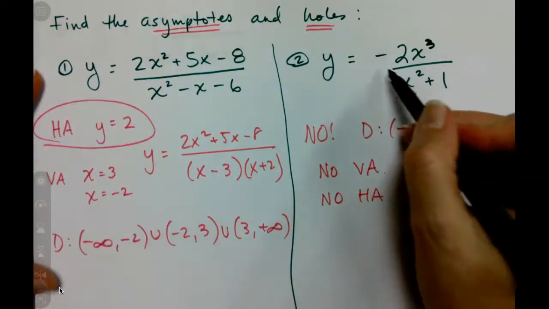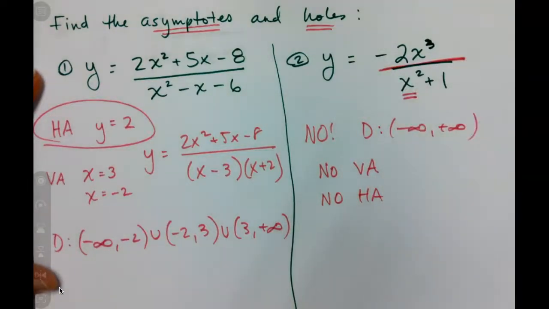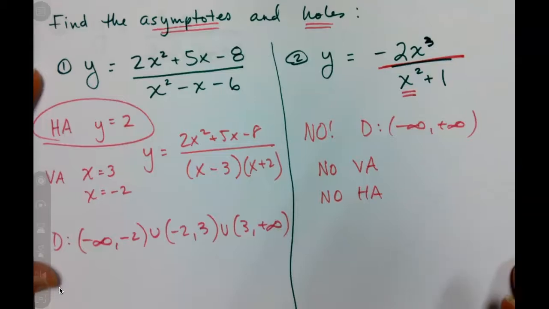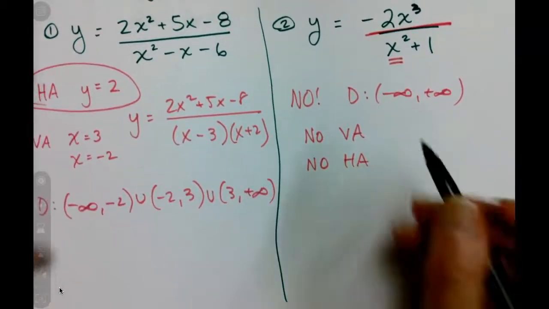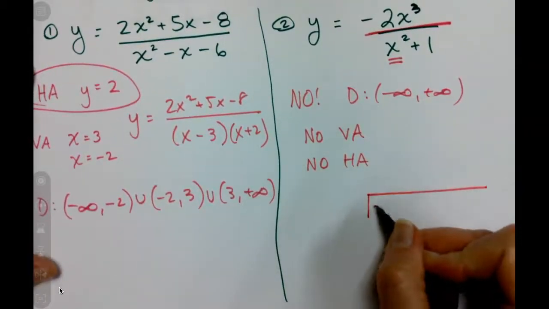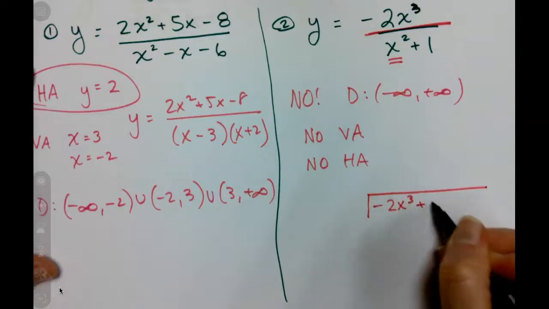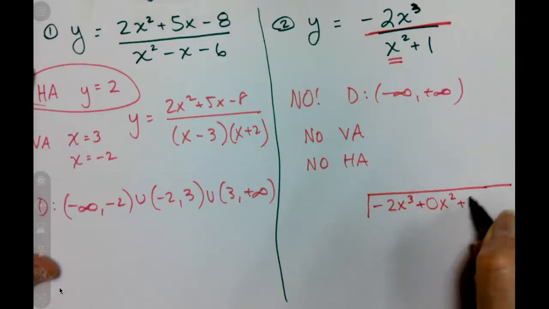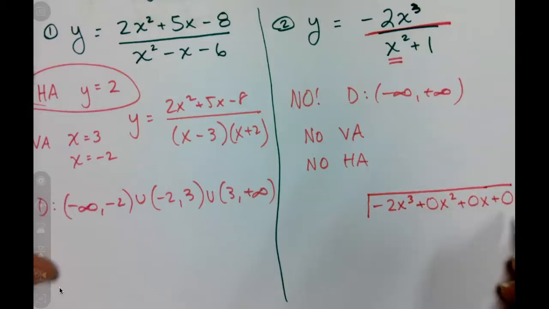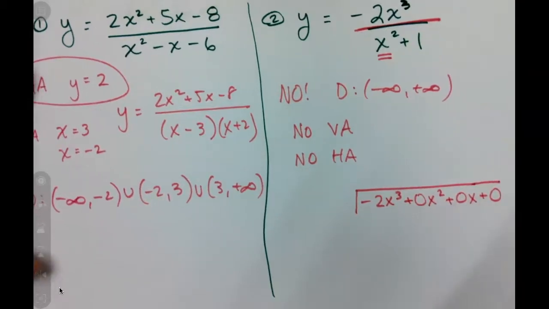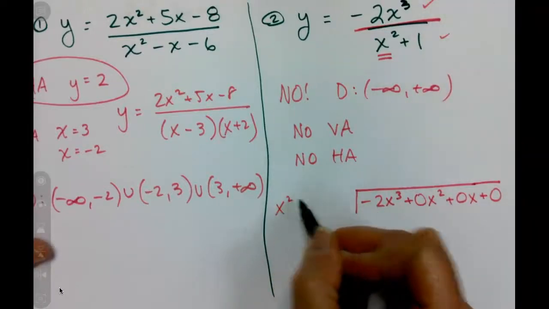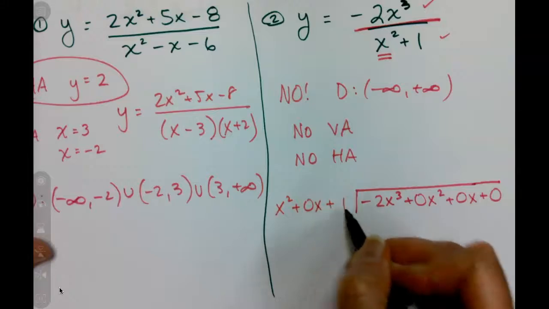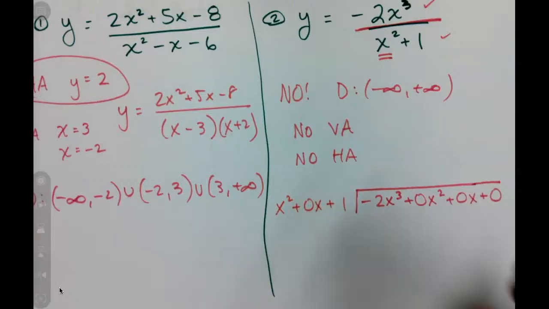And remember, this fraction bar means division. So let's use long division and let's determine what the slant asymptote is. So -2x cubed plus 0x squared plus 0x plus 0. Remember, every descending power of x has to have a representative in both the numerator and the denominator. So the denominator, x squared plus 0x plus 1. So let's complete this long division and find the quotient.